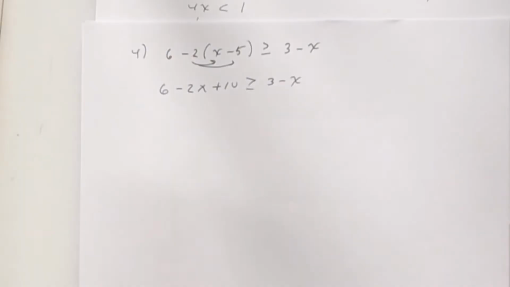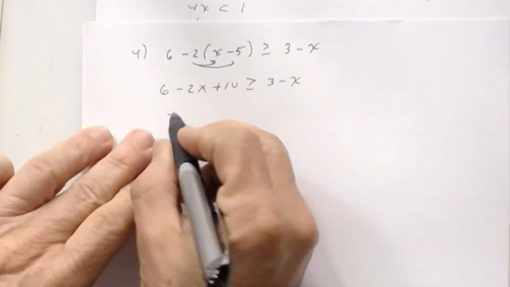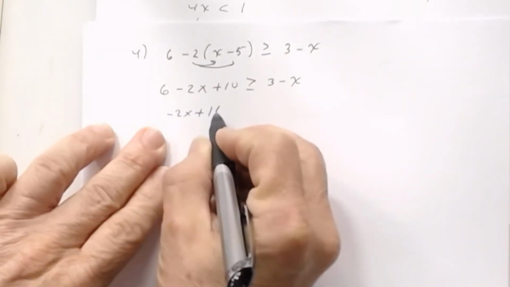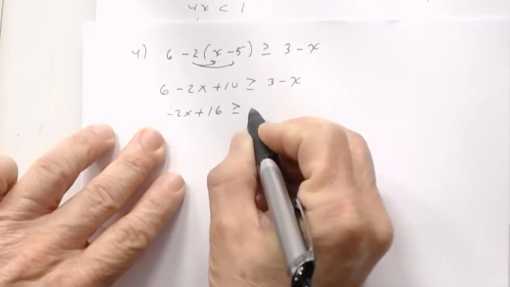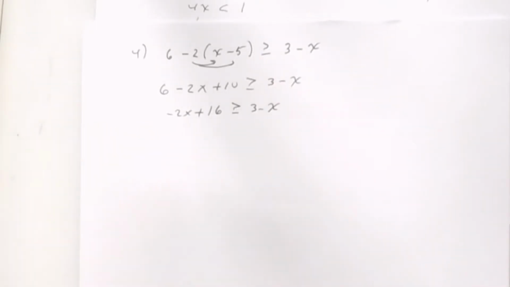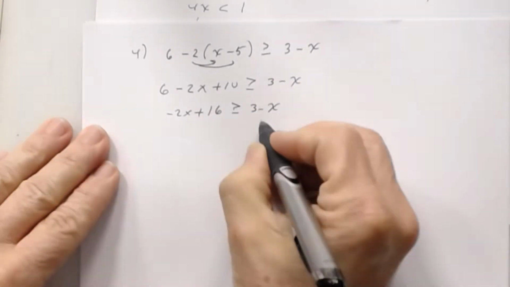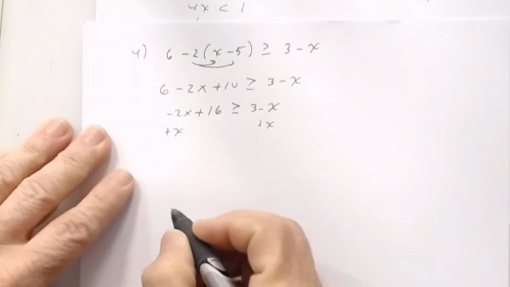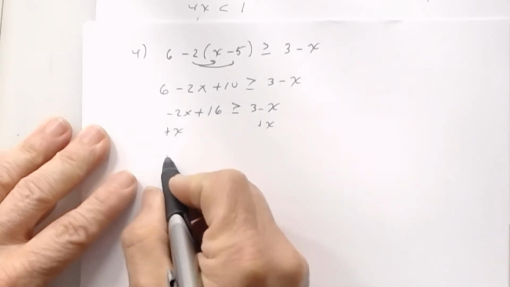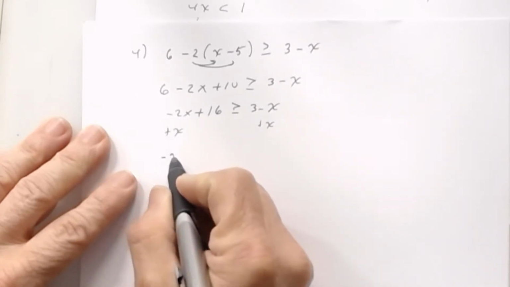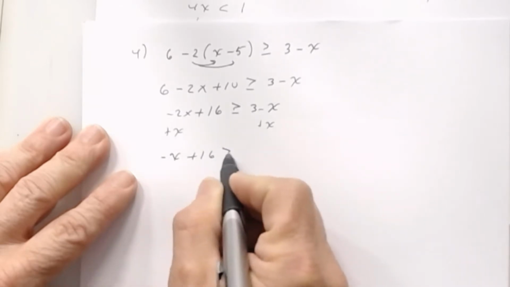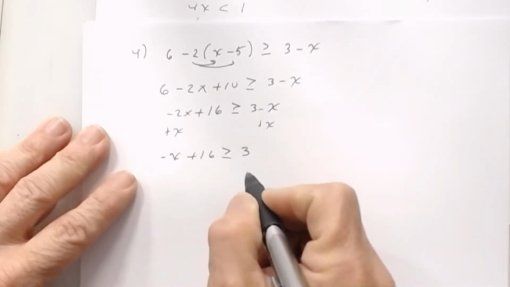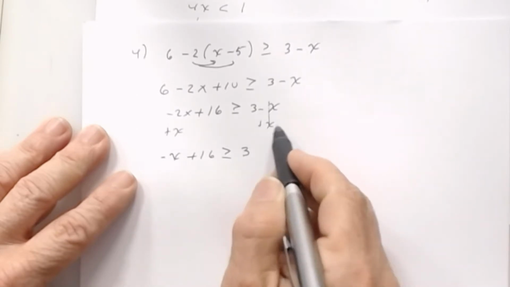Combine like terms, so I get negative 2x plus 16 is greater than or equal to 3 minus x. All right? Add x. Yeah, so let's bring the variables to the left-hand side. So I'm going to add x to both sides. Combine like terms. What's negative 2x and x? Negative 1x. Or just negative x, right? Plus 16 is greater than or equal to 3. Y'all agree? Okay.